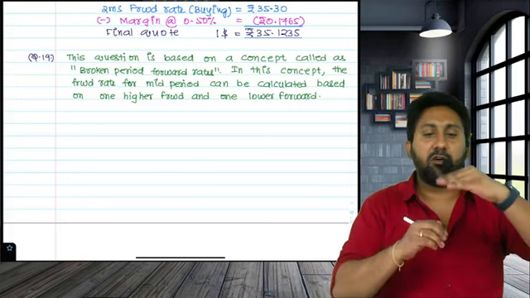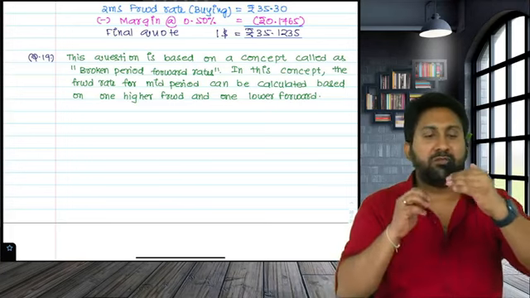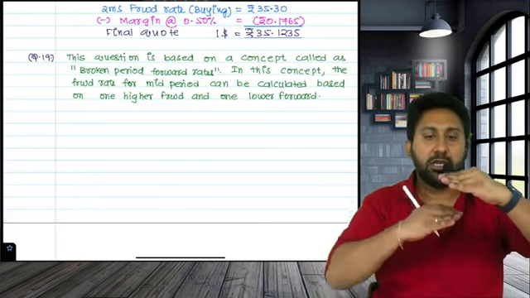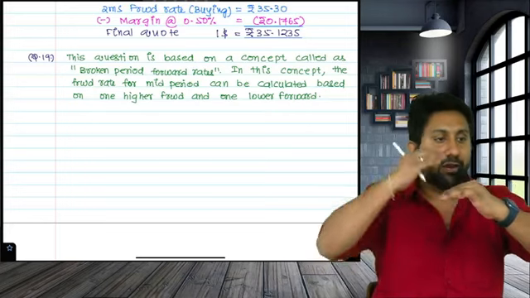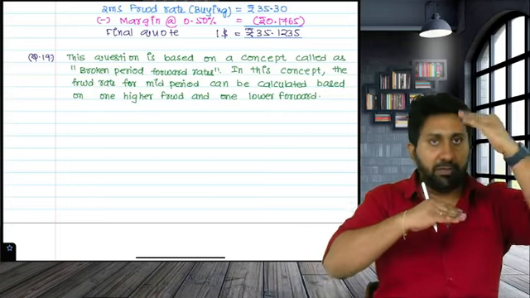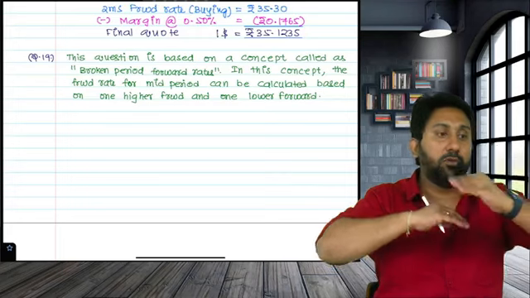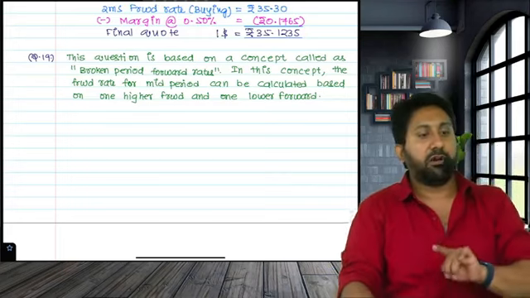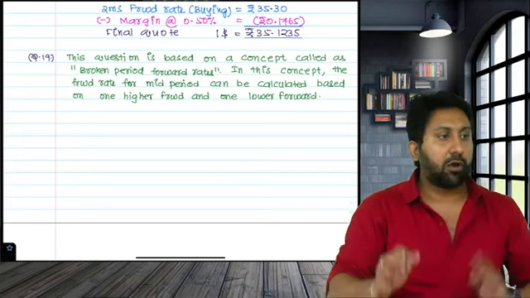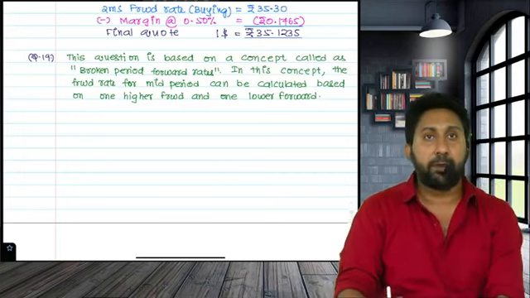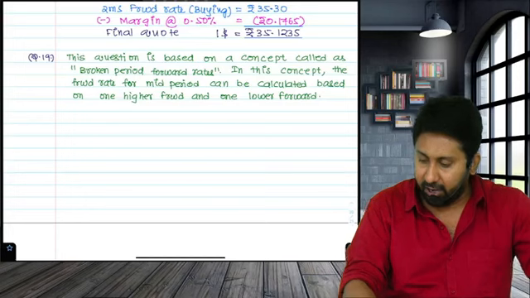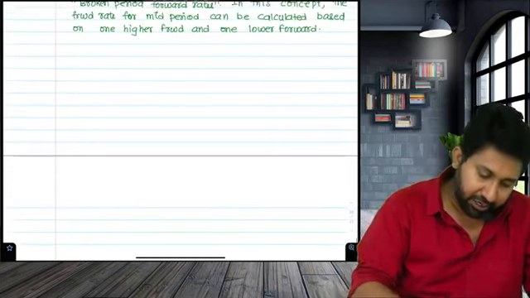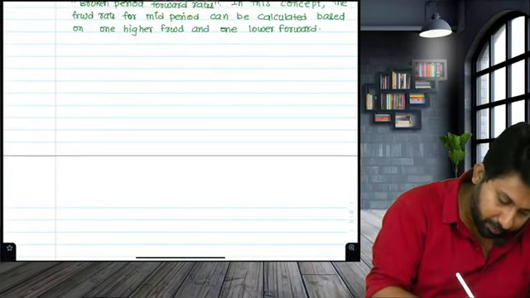That means we have 2 months, we have 3 months, one lower, one higher. But we want 2 months 15 days. Therefore, we have one higher forward and one lower forward, and we want the middle. The concept that we use is called broken period forward rates. Okay, now first write down spot rates.